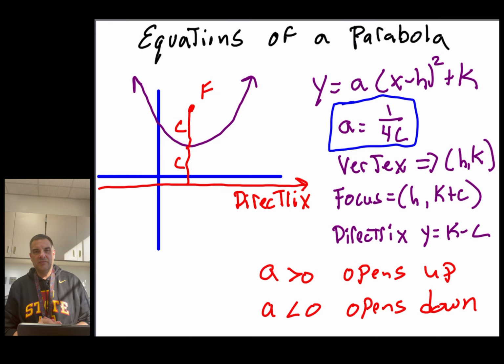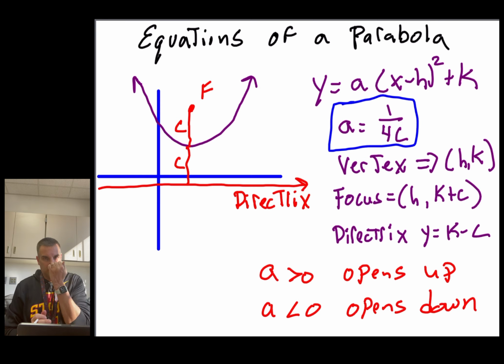A is always going to be the value 1 over 4c. What's c? C is the distance from the focus to the vertex, or from the directrix to the vertex. That's always going to be kind of the same. Well, what's the vertex? We've always said the vertex is (h, k). So that's our value for our vertex, it's (h, k).